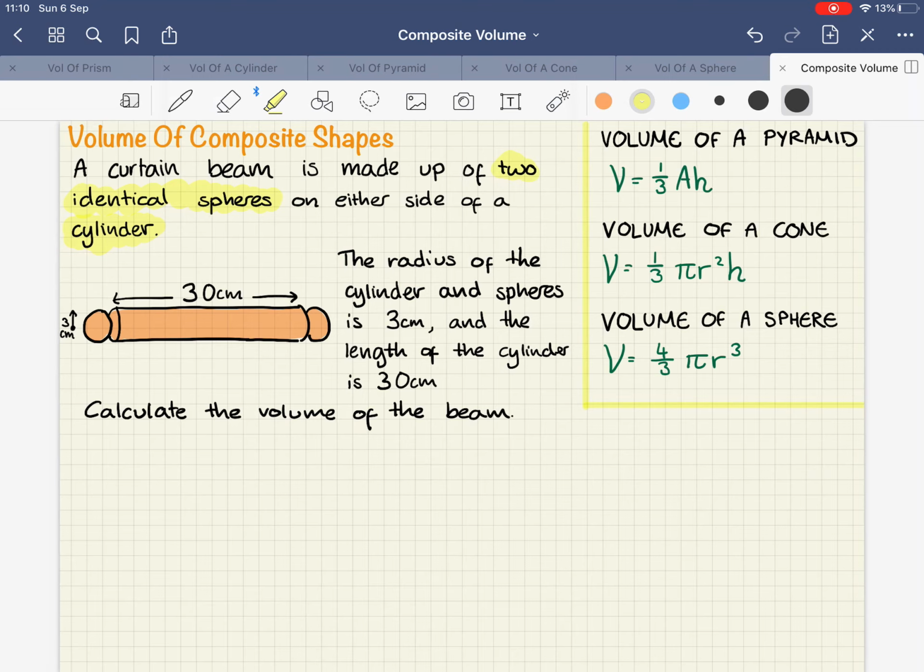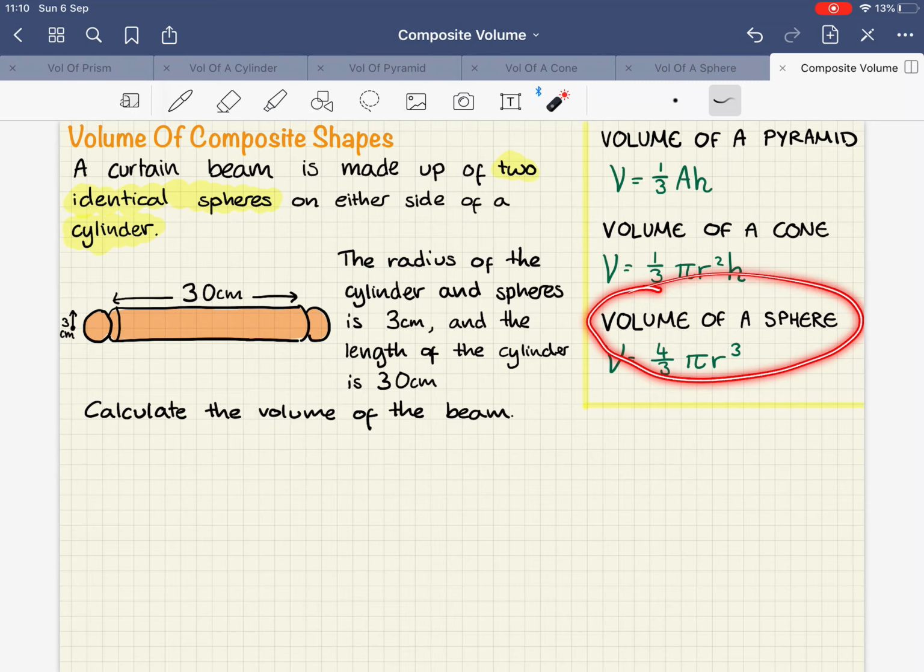So a lot of the time it does read out exactly what shape you are looking at, because then instantly the fact that I can read that I've got spheres means I'm definitely going to be using this formula here. And the fact I've got a cylinder, either I can remember my cylinder formula or I can look at my volume of a cone and remember I can just remove that third and that's my formula.